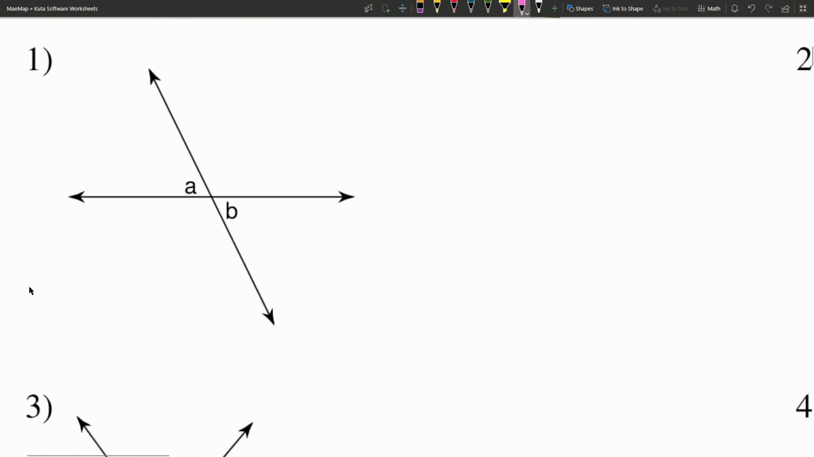And number one, what do we have? Well, you can think of angle A and B as sharing the same vertex and being opposite one another. So they don't share that common side. They're formed by those two lines that intersect at that common vertex. Therefore, these are vertical angles. Let's move on to number two.